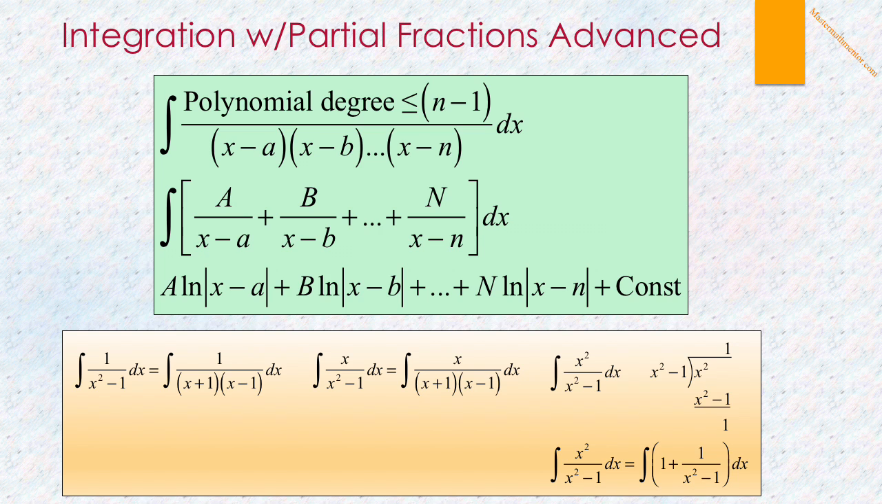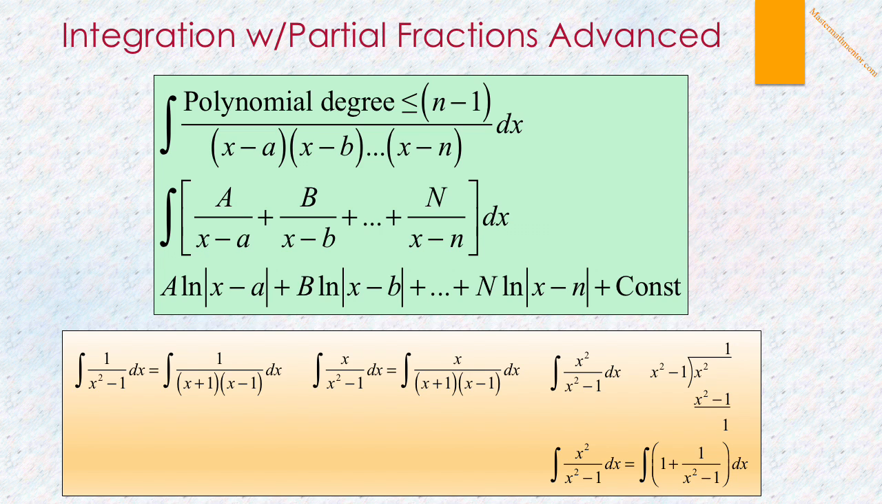So to integrate 1 over x squared minus 1, we can write this as the integral of 1 over x plus 1 times x minus 1 dx. And since these have unique factors in the denominator, we can integrate this using the Heaviside technique, which is not shown. The same holds for the integral of x over x squared minus 1. We can write that as the integral of x over x plus 1, x minus 1, and again we can use the Heaviside technique.